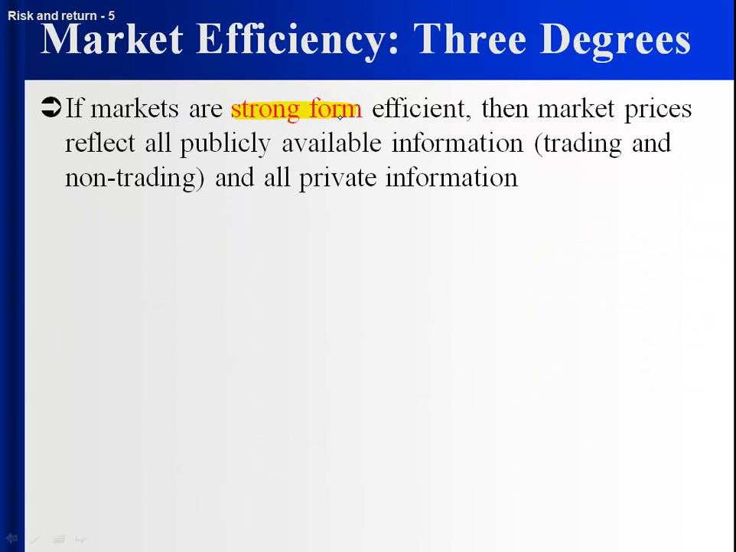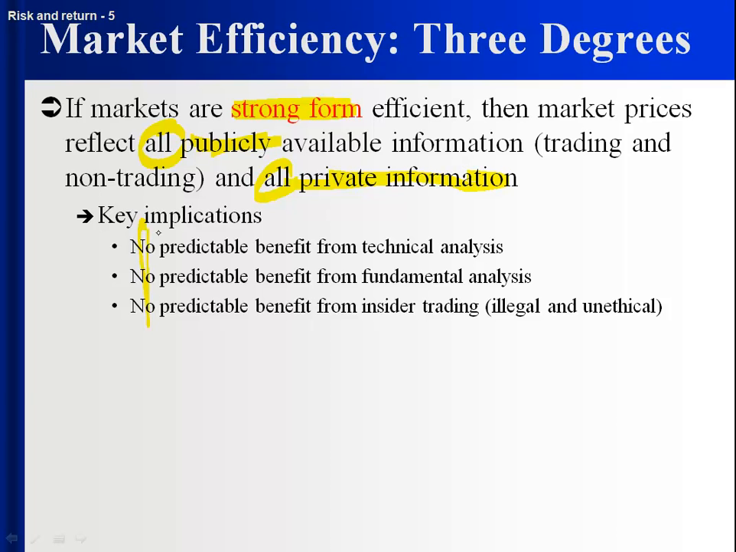Finally, there's strong form efficient. This is the most stringent, and basically here prices reflect all information, all publicly available and all private information. The implication is there's no benefit to any of the three types of strategies we talked about. Technical analysis: anything embodied in the patterns is already reflected in the price. Fundamental: anything you could learn from poring over public records, public statements, financial statements, is already reflected in the price.